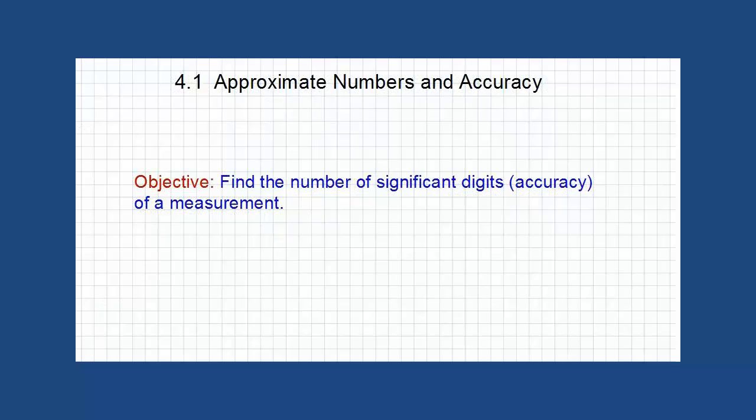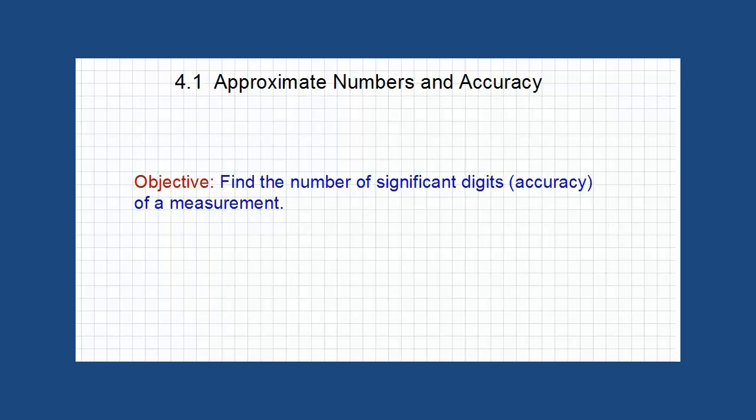Welcome back with a new lesson, 4.1 Approximate Numbers and Accuracy. Our objective for this lesson is to find the number of significant digits, which we call accuracy, of a measurement.